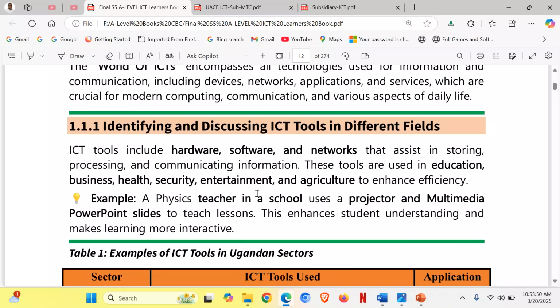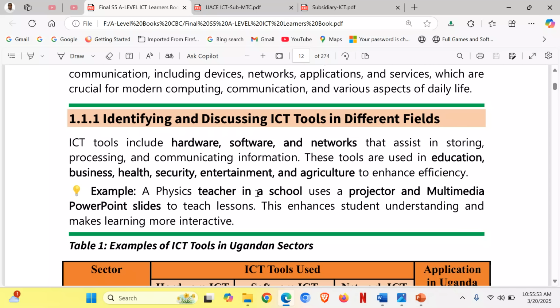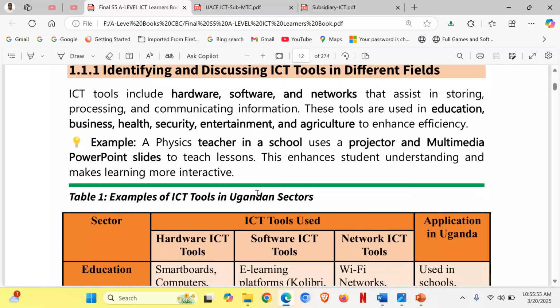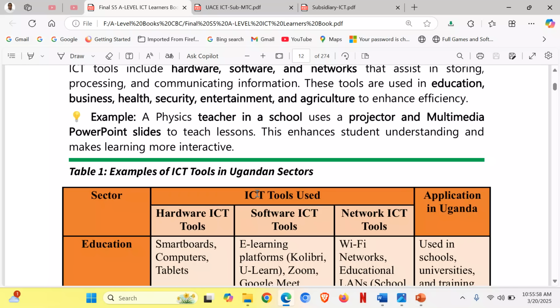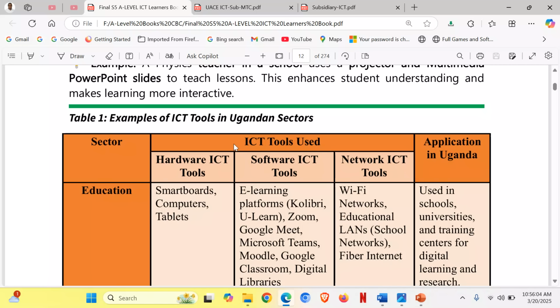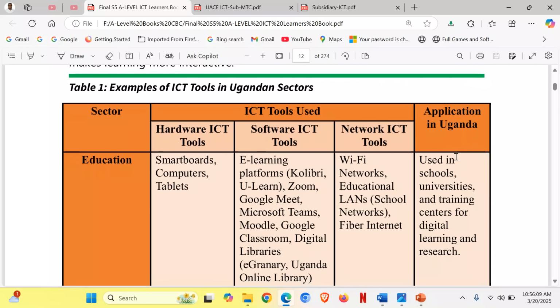So I want us to look at the ICT tools in different fields. So we have table 1, examples of ICT tools in Ugandan sectors. We shall have a sector, the ICT tools and application in Uganda. Now, these ICT tools, I have categorized them in the following. We have those hardware tools, we have software ICT tools, we also have network ICT tools, so that you can have that depth understanding of the ICT tools.